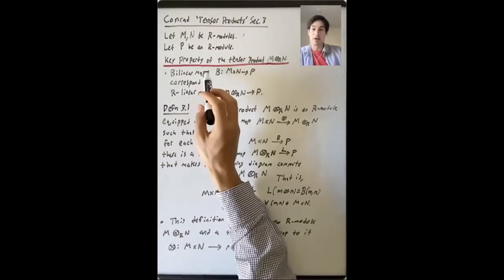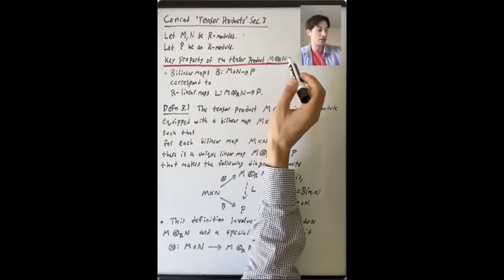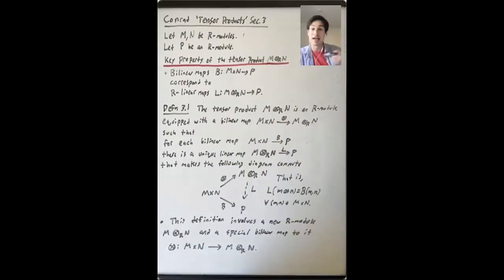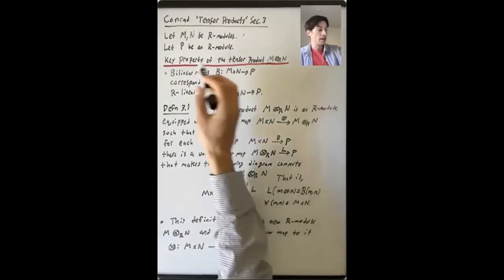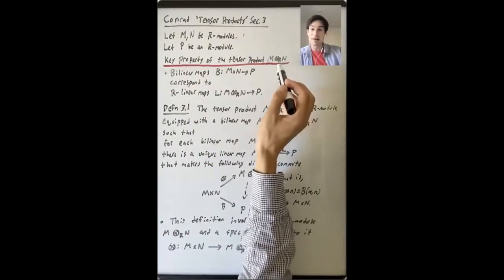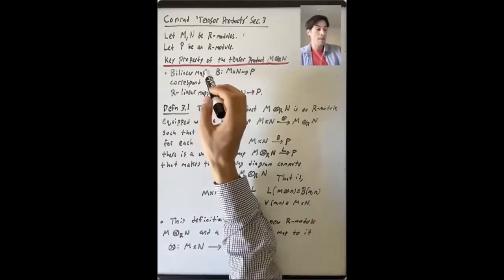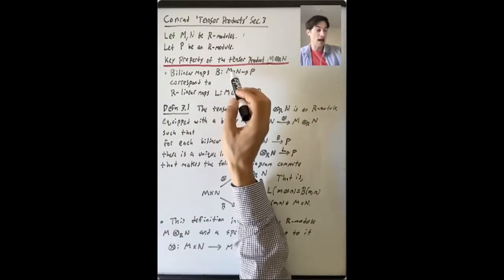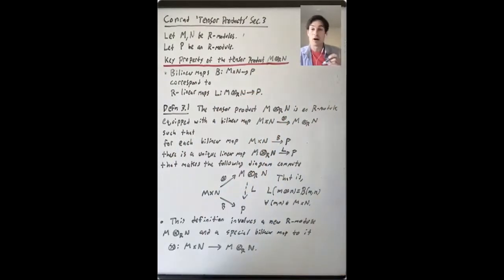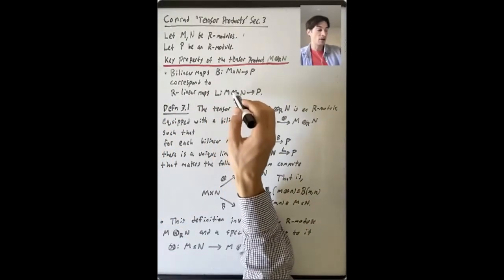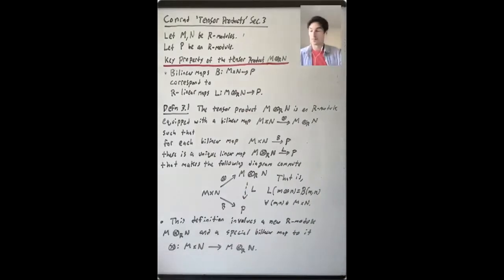The key property of the tensor product, M tensor N, which we write M ⊗_R N, where this subscript R emphasizes that we're taking the tensor product of two R modules, is one that we talked about a little bit last time and that is going to be a major thing to keep in mind for this lecture: bilinear maps B from M cross N to P correspond to R linear maps L from M tensor N to P.